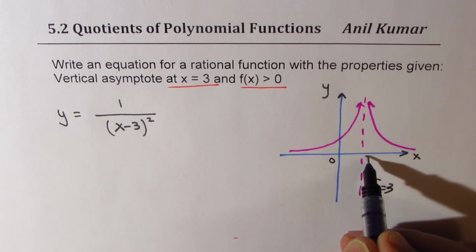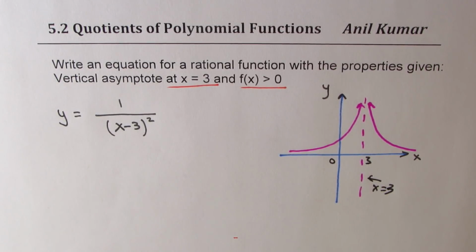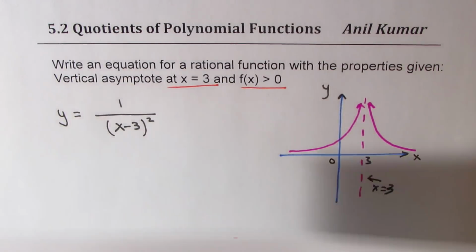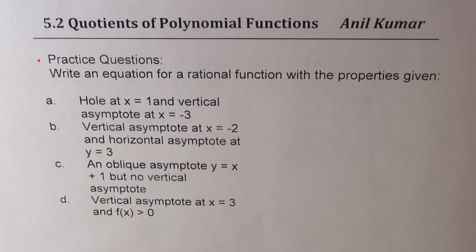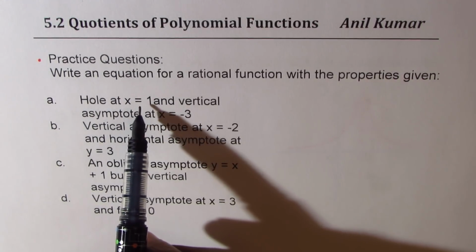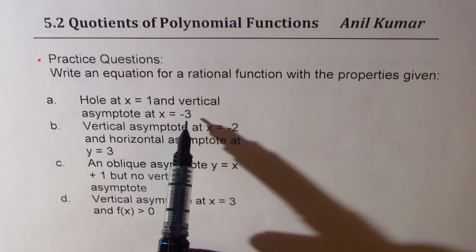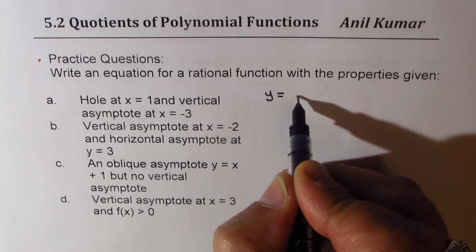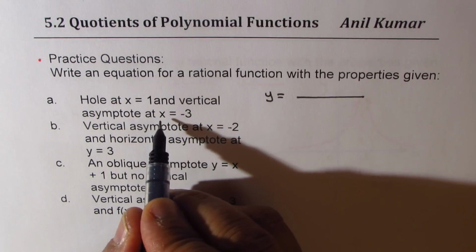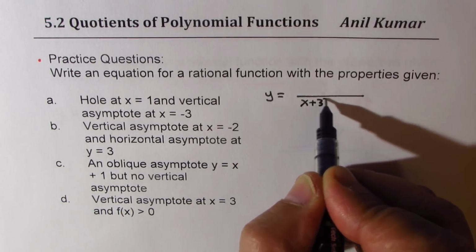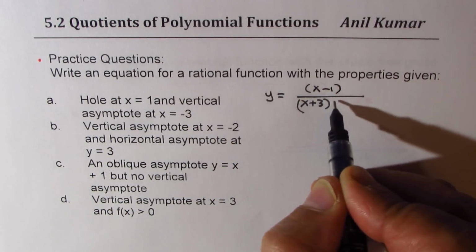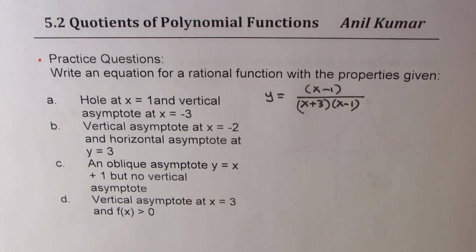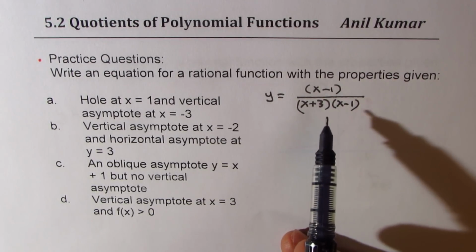So I hope that helps you to understand how to get equations for the functions when the conditions are given to us. Correct? So let's review them. So what we have here is 4 questions. When we say hole at x equals 1 and vertical asymptote at x equals minus 3, that means y is equal to, in the denominator we definitely have x plus 3, right? Since we have a hole also, we have a common factor x minus 1 in both numerator and denominator. So it's that simple. So in a multiple choice question, it doesn't really take time.